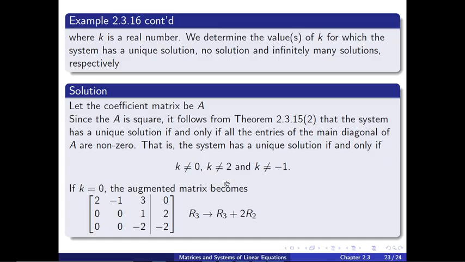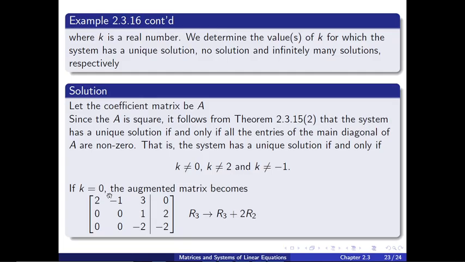Now we want to check the other two cases, because these are the only other options that we are left with. Whenever k is not one of these, we know we have a unique solution. So now we want to check case by case: when k is equal to 0, what happens? When k is equal to 2, what happens? When k is equal to minus 1, what happens?